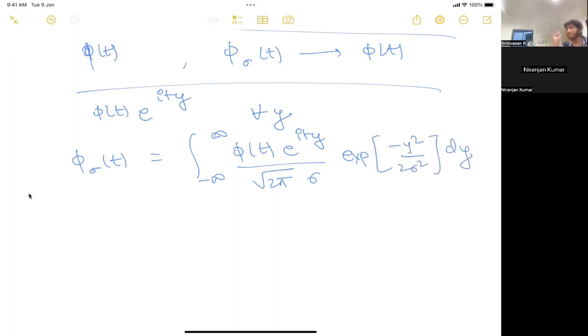Now this is also positive definite. This is actually very easy to see because we are integrating over dy. Phi of t can come out. This is just a convex combination of phi of t. Here, the positive definite functions are labeled by y. All these functions are positive definite, and so their convex combination will also be positive definite. We had established this.